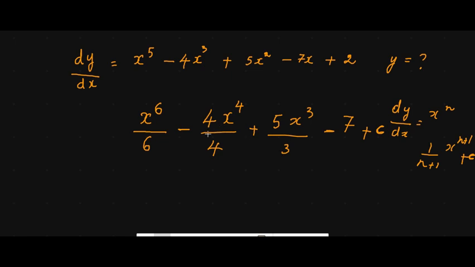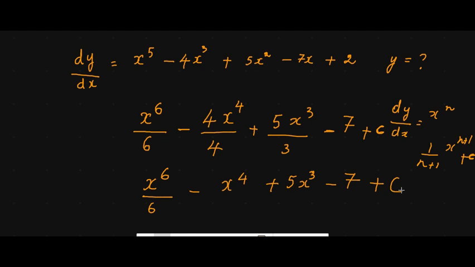Now you can obviously simplify this. So that is x to the power of 6 by 6 minus x to the power of 4 plus 5x cubed minus 7 plus c, okay? So that's pretty much it, okay?